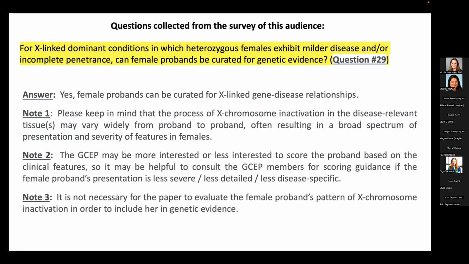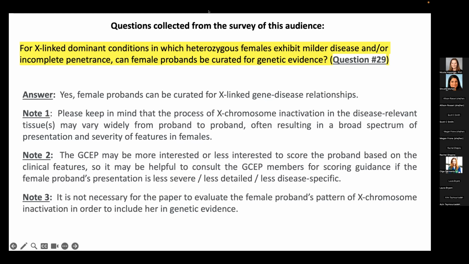Sounds really good. Another great question that somebody from this audience asked us ahead of time, and thanks to whoever came up with this one. For X-linked dominant conditions, when we need probands and we find heterozygous females who exhibit milder disease or incomplete penetrance, is it okay to have some probands like that as part of your genetic evidence?